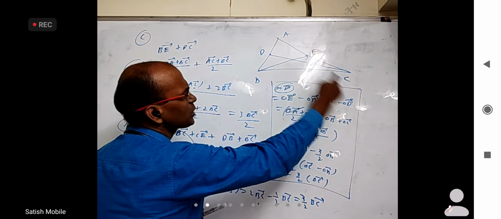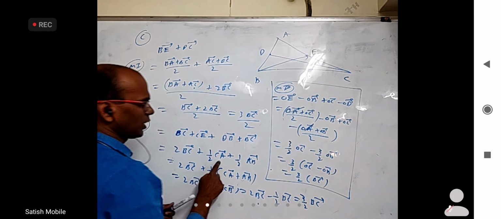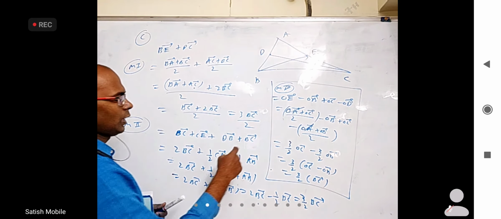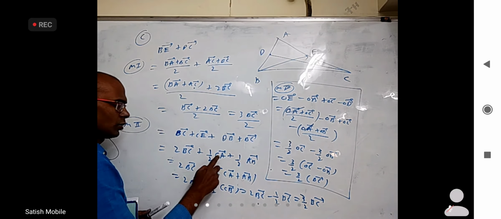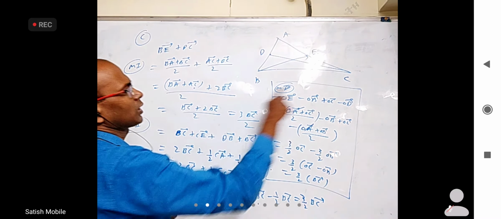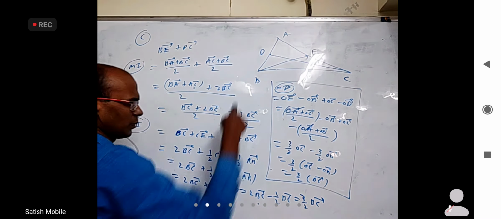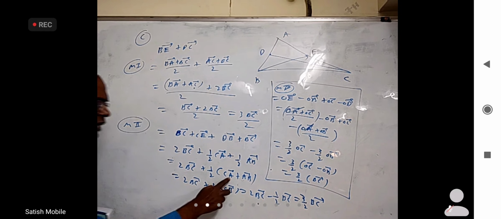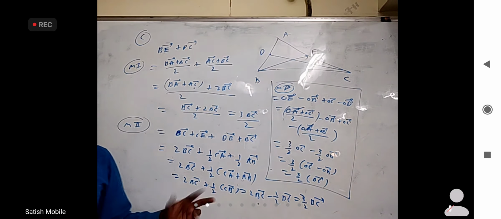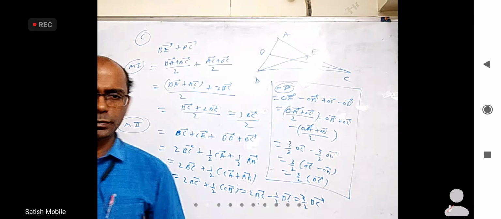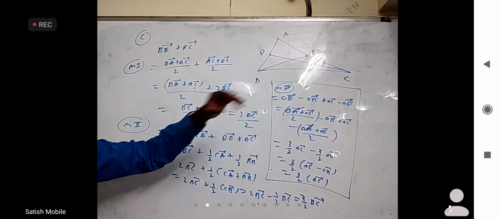What is CE bar in the figure? Half of this side CA bar, including the direction. And DB bar is half of AB bar. So that is CA plus AB. What is CA plus AB? It will be CB according to triangle law, or even this last letter, this first letter are same, CB bar. But CB bar is negative of BC bar, okay, because of direction, and we will get 3 by 2 BC bar. That is one.